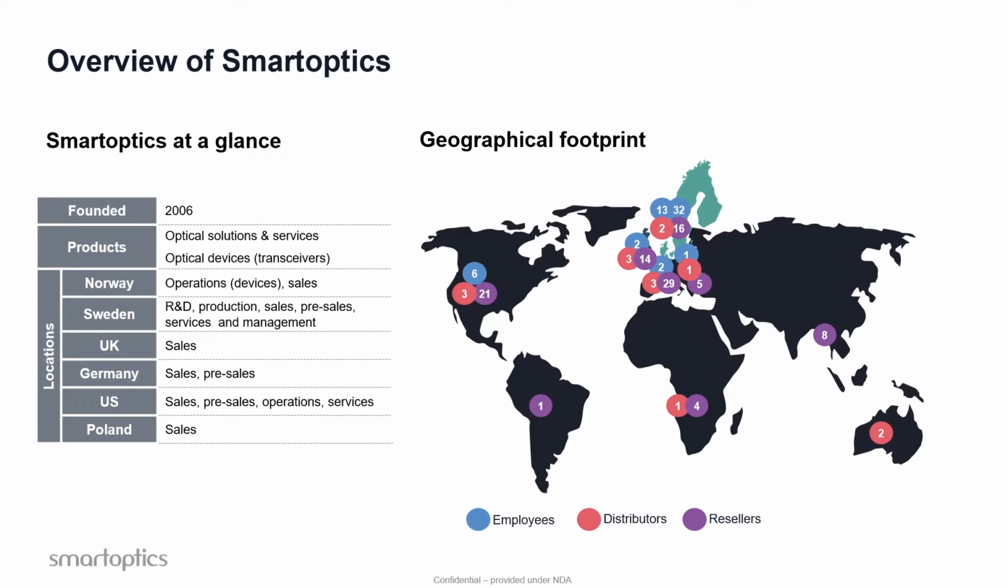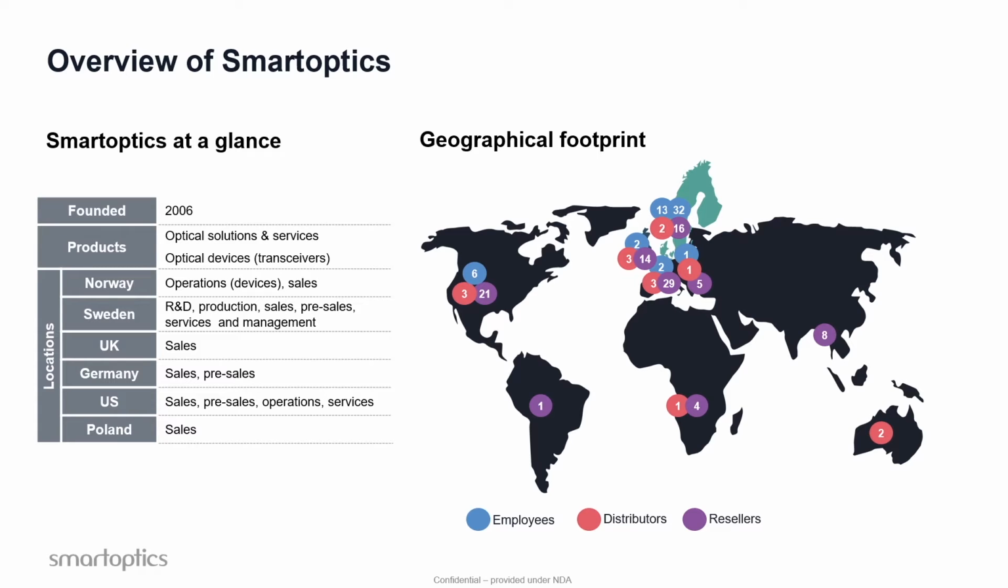If we look at an overview of Smartoptics, Smartoptics is a Scandinavian company that was founded in 2006. When we started, we were primarily focused on the optical devices and selling transceivers. And we have a strong history of selling fiber channel transceivers, and we are today certified with fiber channel optics for both Breakout and for the Cisco MDS platform. Today we are also focusing a lot on optical solutions with main focus on open line system for different types of applications. We have our headquarters and our operations for the devices in Oslo, Norway.